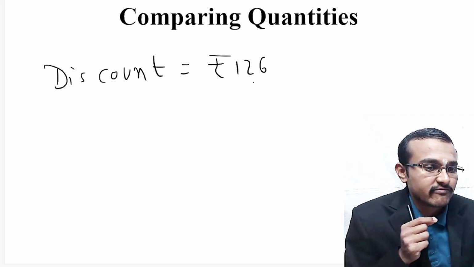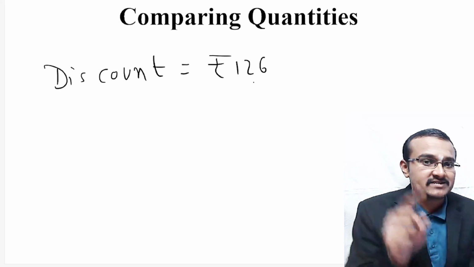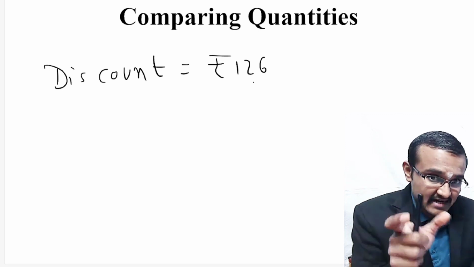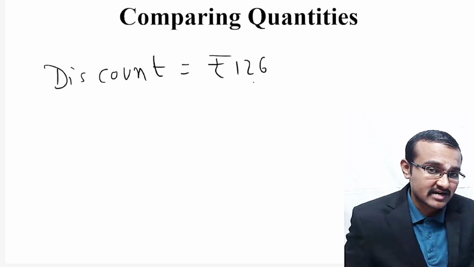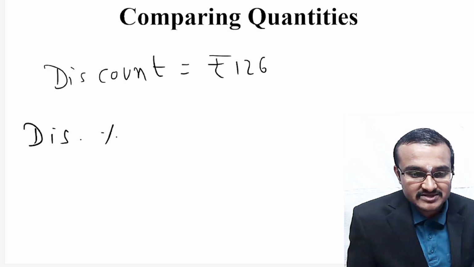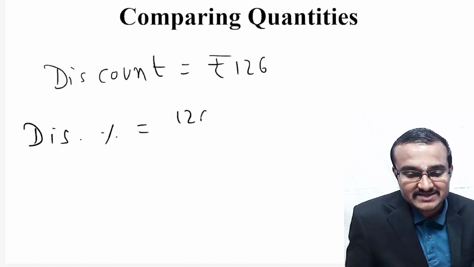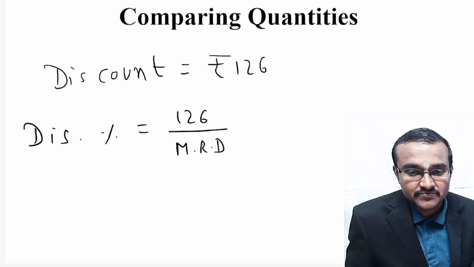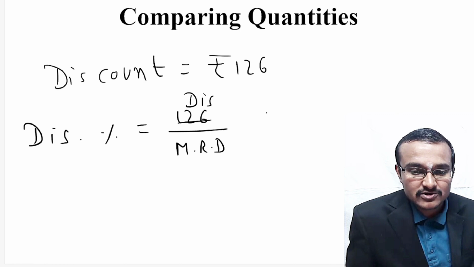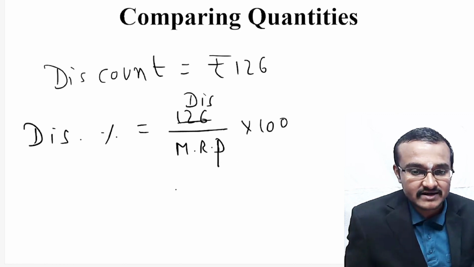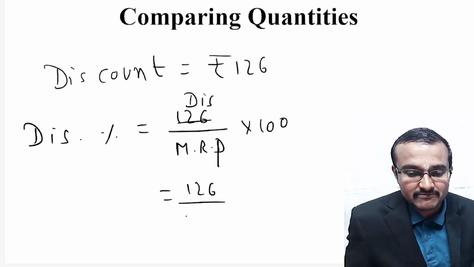Now if you want to find the percentage of discount, then you should take how much amount of discount he has given divided by the total MRP of that particular product. So now if you want to find the discount percentage, then you should take 126 in the numerator and MRP should be in the denominator. So here in the numerator you should take the discount, in the denominator you should take MRP and you should multiply that with 100. So discount is 126, MRP is actually 840, into 100.